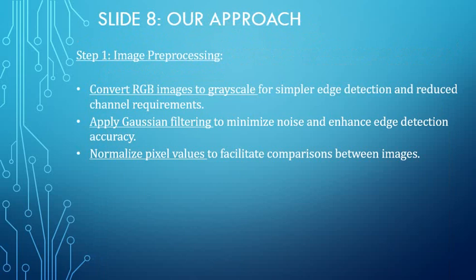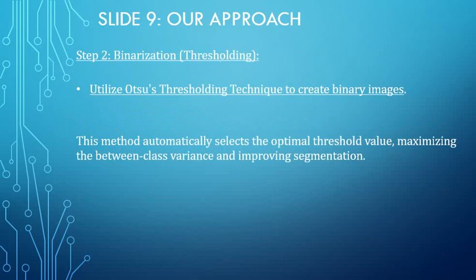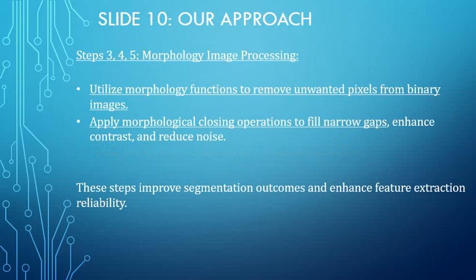Our approach consists of a few steps. Step 1, image preprocessing. We convert RGB images to grayscale. After that, we apply Gaussian filtering and normalize pixel values. Step 2, binarization. We utilize Otsu's thresholding technique to create binary images. Steps 3, 4, and 5 are morphological image processing. We utilize a morphology function to remove unwanted pixels from binary images, and we apply morphological closing operations to fill narrow gaps.